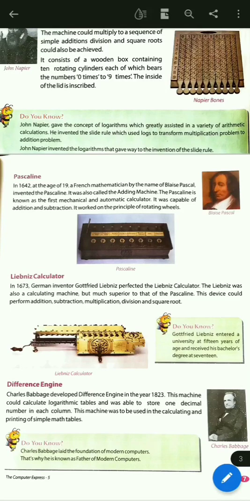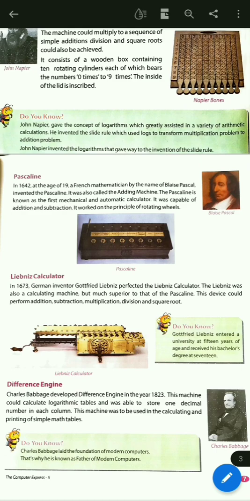Now students, we will study about the Pascaline. In 1642, at the age of 19, a French mathematician by the name of Blaise Pascal invented the Pascaline. It was also called the adding machine.